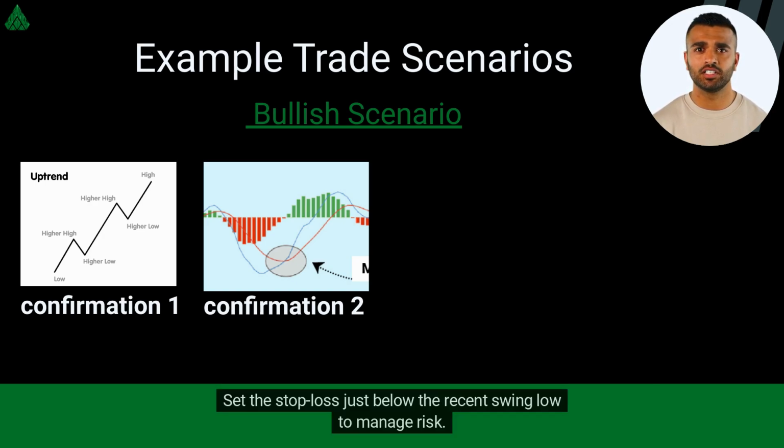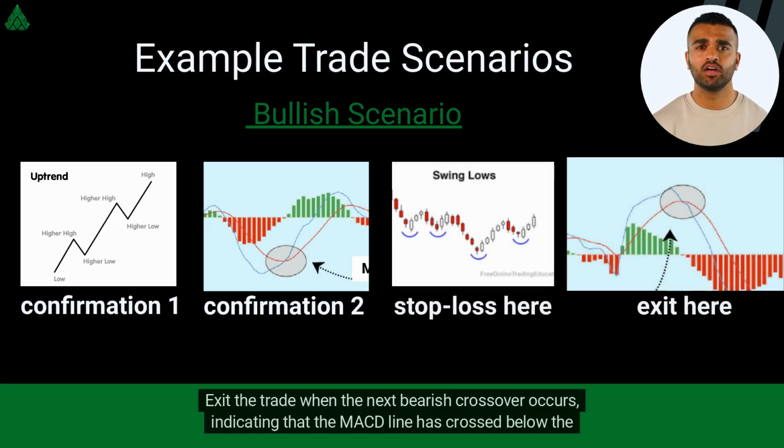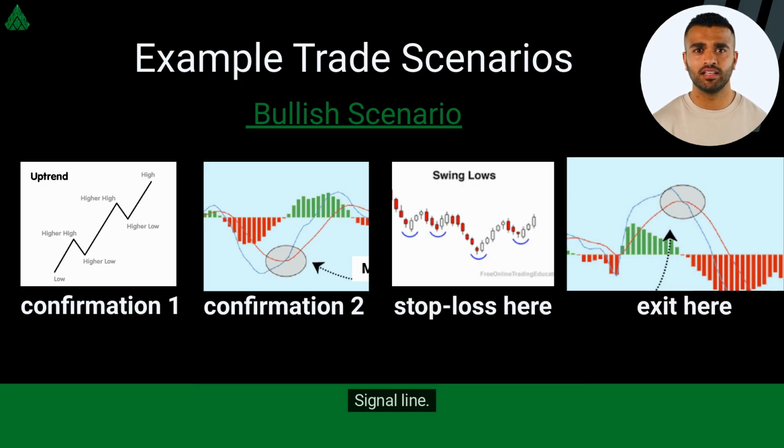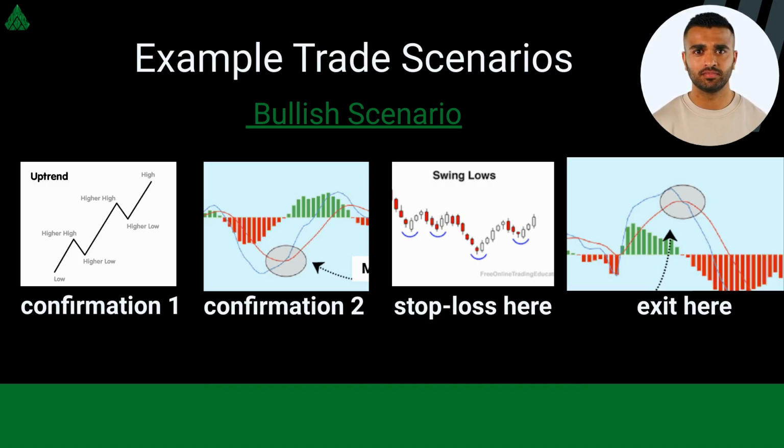Set the stop loss just below the recent swing low to manage risk. Exit the trade when the next bearish crossover occurs, indicating that the MACD line has crossed below the signal line. This methodical approach ensures that each step of the trade is planned and executed based on the MACD signals.